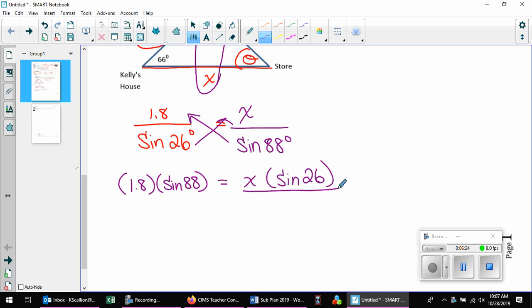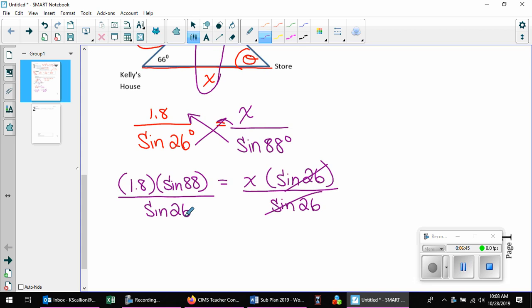Divide by sine 26. So those will end up canceling each other out. But if I divide this side by sine of 26, I have to divide this side by sine of 26. So notice I've lost my degree symbol somewhere along the way. Not the end of the world, because I'm not at my final answer yet.